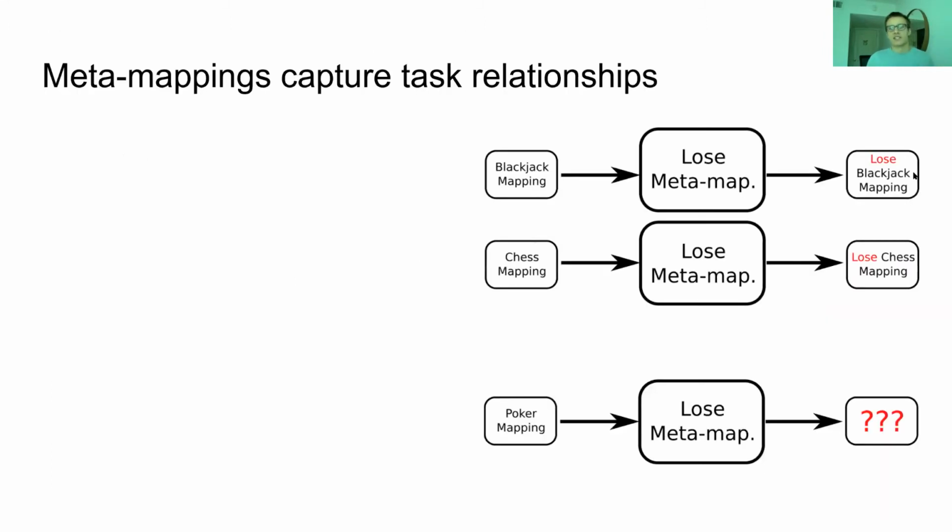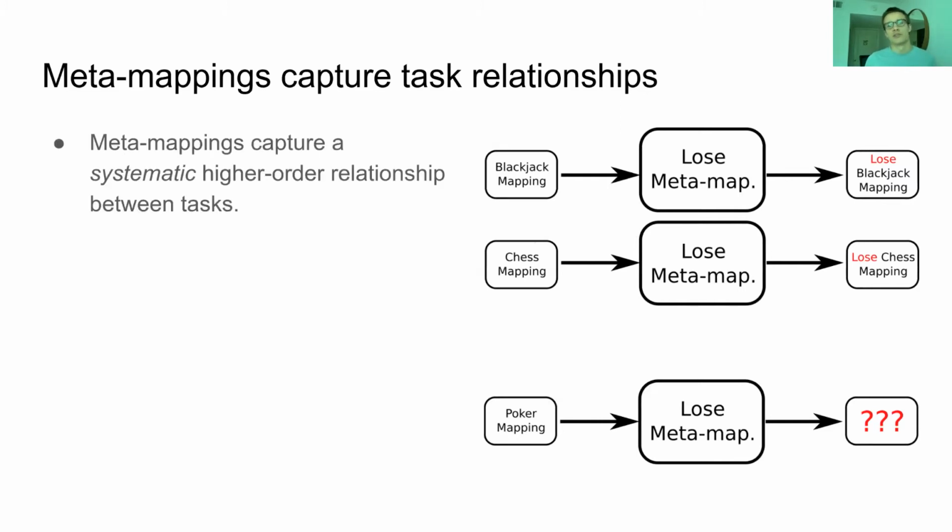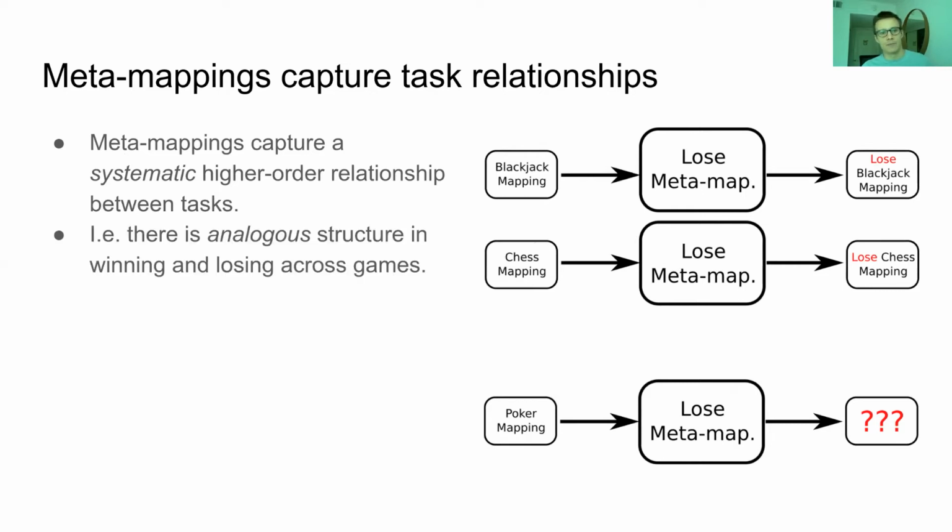And the idea is going to be that metamappings capture systematic higher order relationships between tasks. The idea that there's something in common about the relationship between winning and losing in blackjack, in chess, and in poker. And that this is going to allow us to infer a general notion of losing that can be applied to new games. Because there's an analogous structure in the relationship between winning and losing across games.